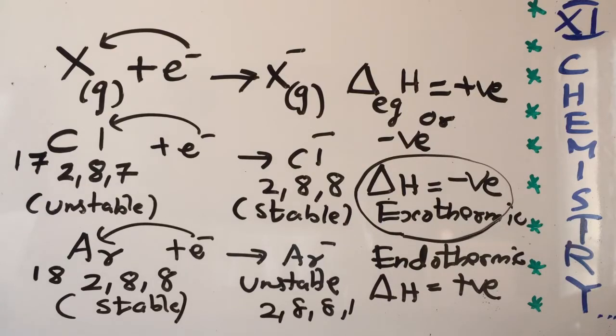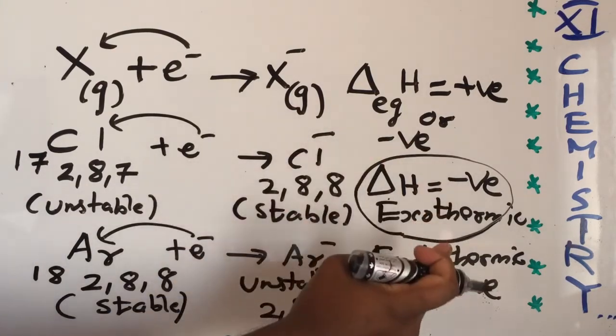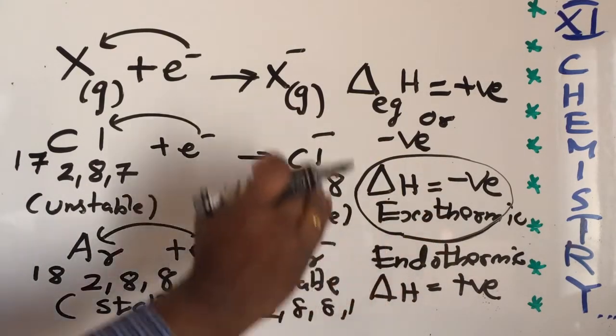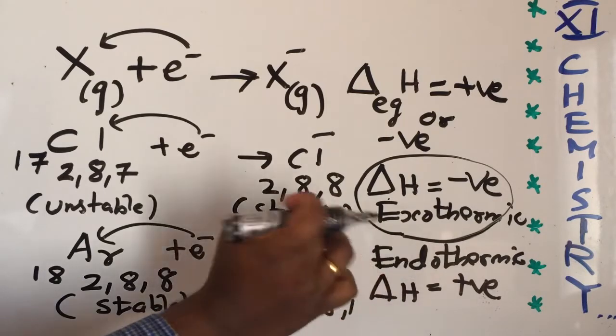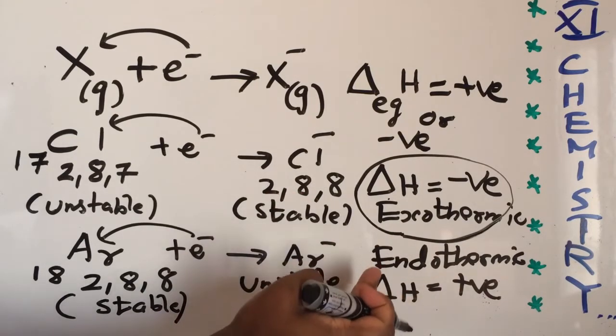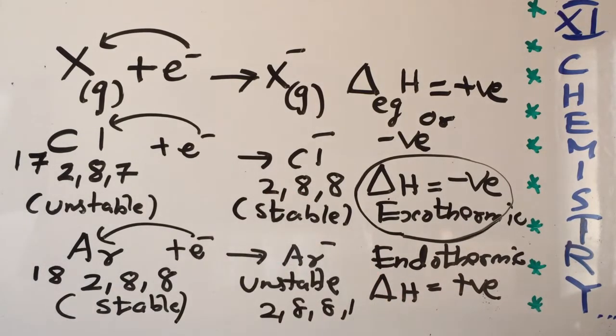It's very simple. If delta H is more negative, electron gain enthalpy is high. If delta H is less negative or positive, electron gain enthalpy is low.